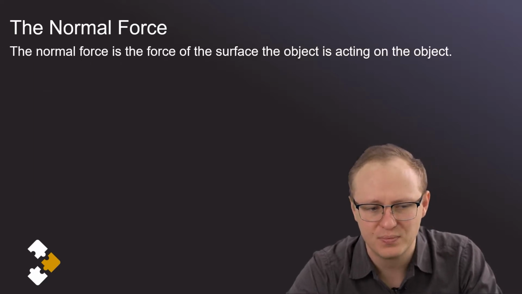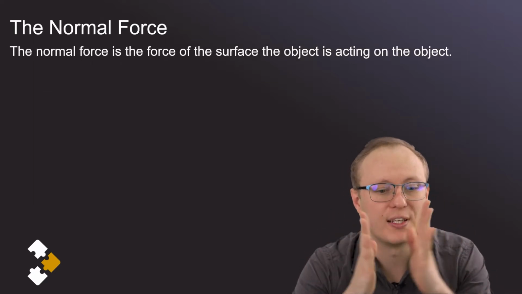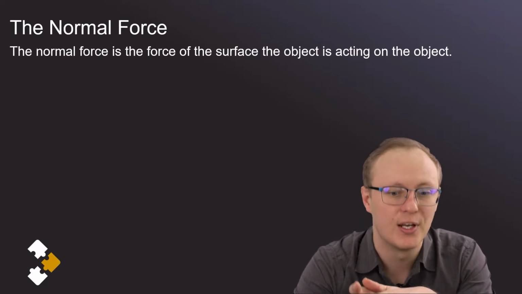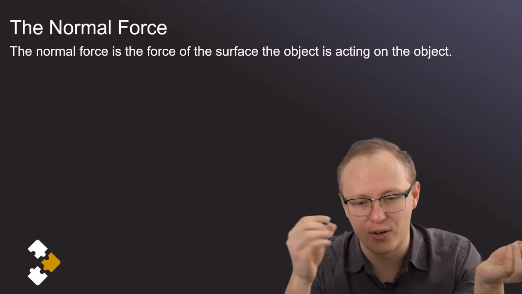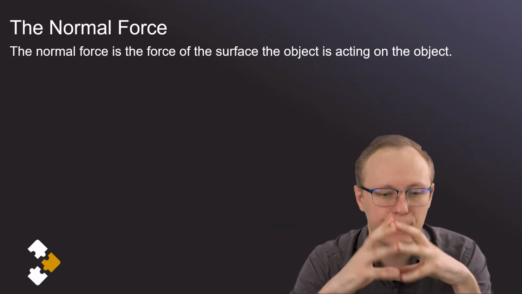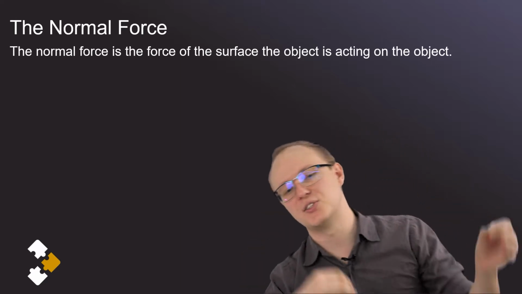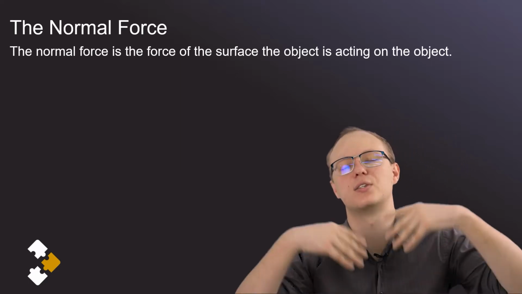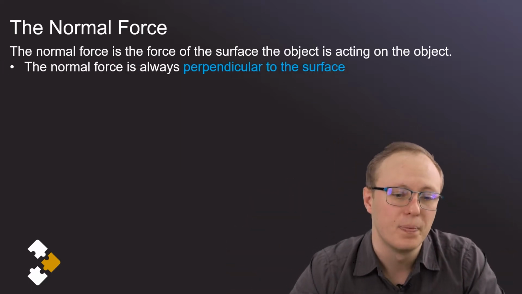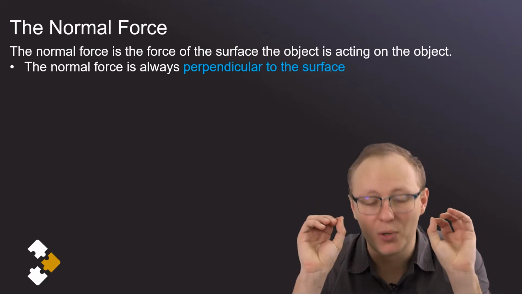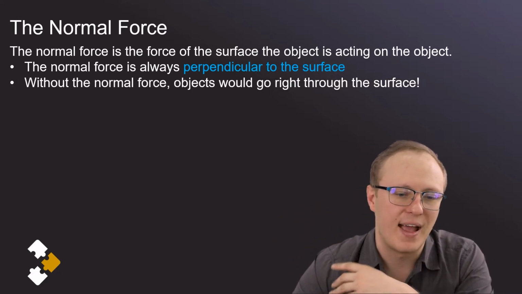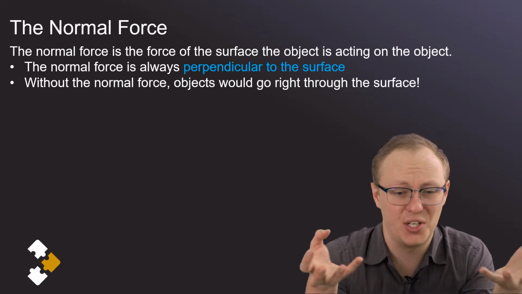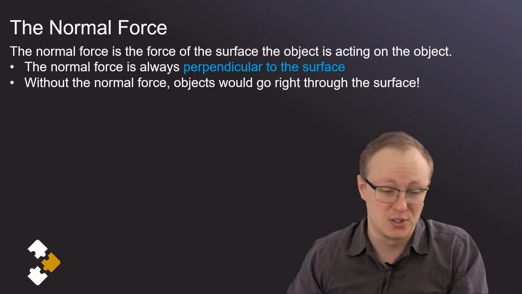Let's keep going. So now we're going to talk about everybody's favorite, the normal force. Now, the normal force is the force of the surface the object is on that is acting on the object. So the surface is acting on the object. The normal force is always going to be perpendicular to the surface. And without the normal force, objects would go straight through the surface.